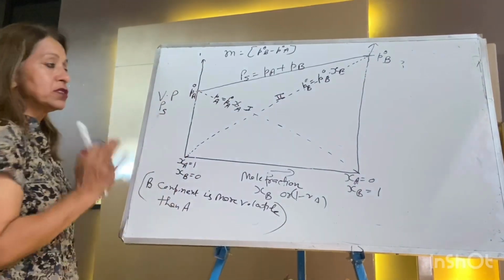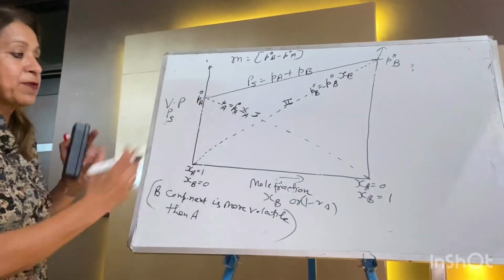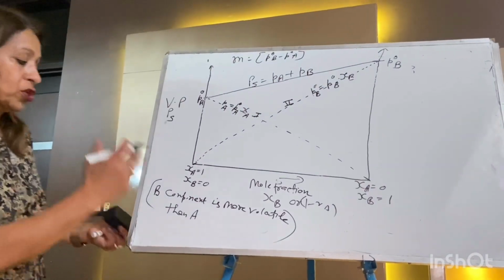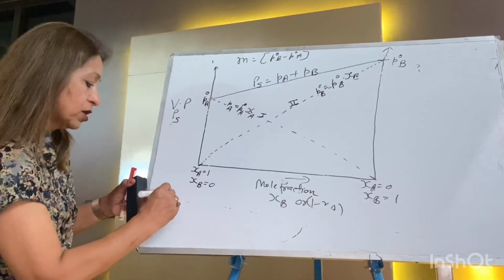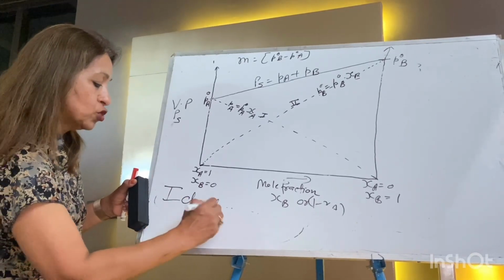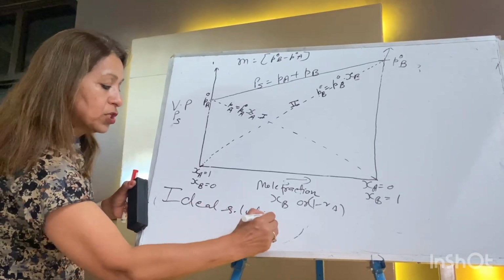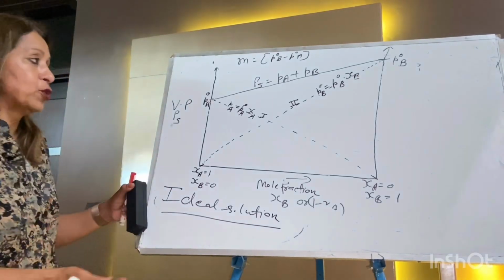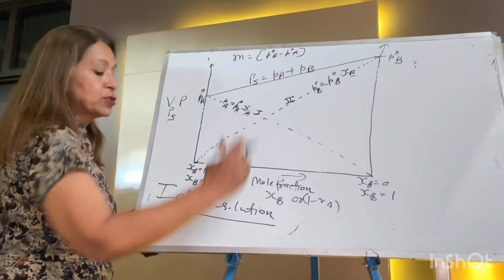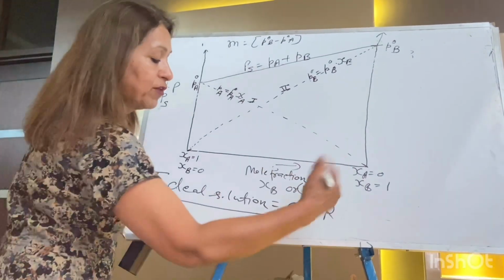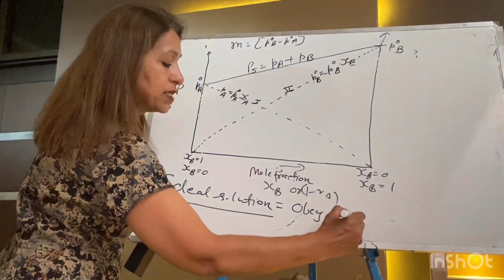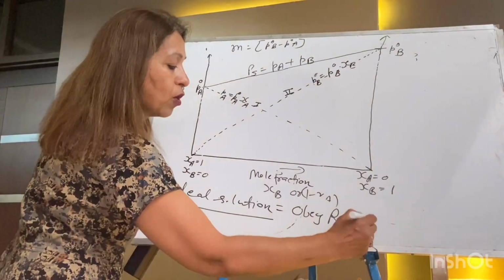So those solutions which can make this type of graph, in which both components are volatile, are called ideal solutions. This is one of the ideal solutions. The ideal solution topic I will take within 1 or 2 days. So an ideal solution is one which obeys Raoult's law. Write down. Again, I will take it within days. An ideal solution is one which obeys Raoult's law.